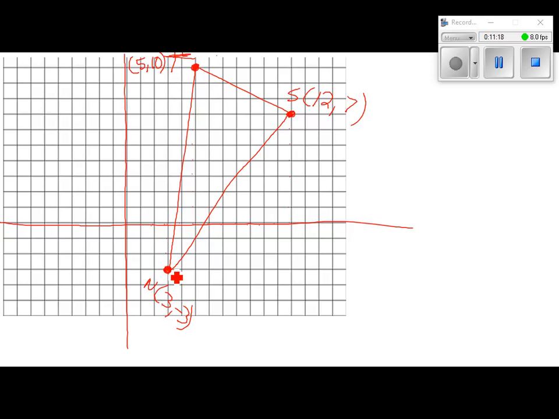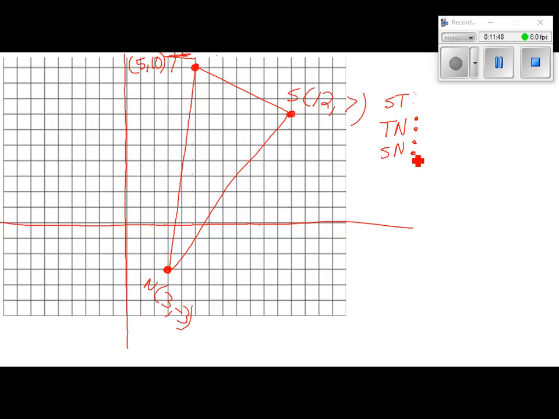Next thing I want you to do is find the midpoint of each of those sides of the triangle. We're going to find the midpoint of segment ST, the midpoint of segment TN, and the midpoint of segment SN. We're going to find the midpoint of all those by using the midpoint formula.